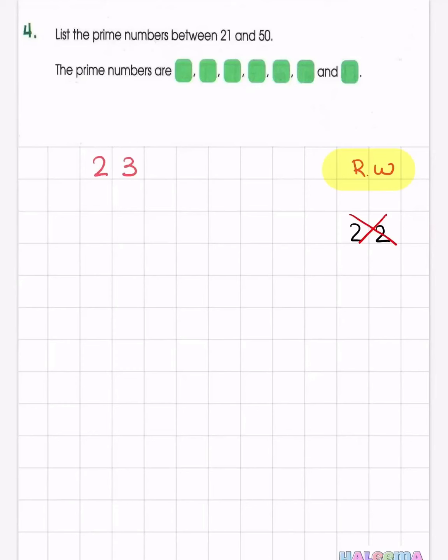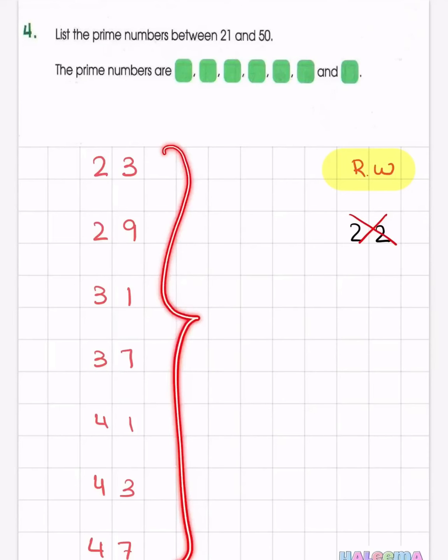Now, I'm not going to do the rough work for you because it's going to take the whole day. If you know the list of prime numbers, trust me, it's going to be really easy for you. Better learn it by heart and solve the answers in a jiff. These are all the prime numbers between 21 and 50, right?